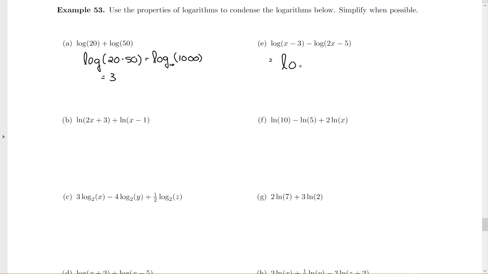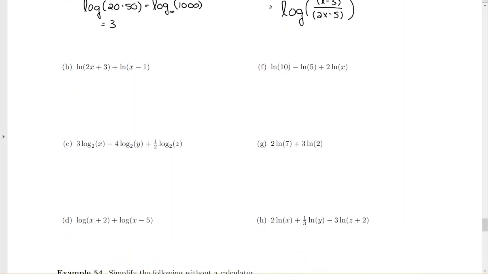So we're going to start with one logarithm. I do have a subtraction symbol, so I'm going to have a division bar in my argument. On top goes the x minus 3, and on the bottom, the 2x minus 5. And that's it. All right, let's take a look at letter B.